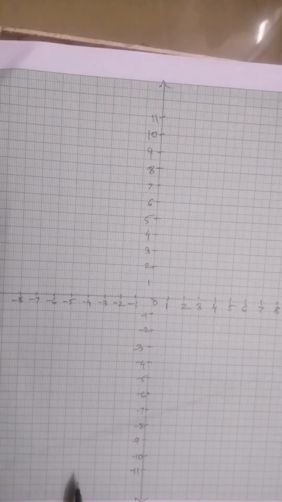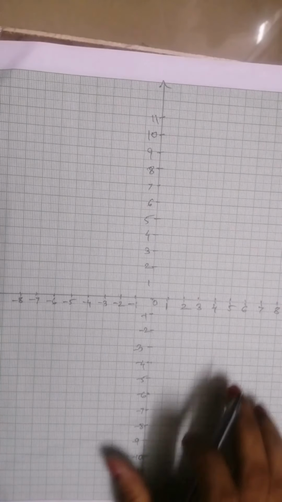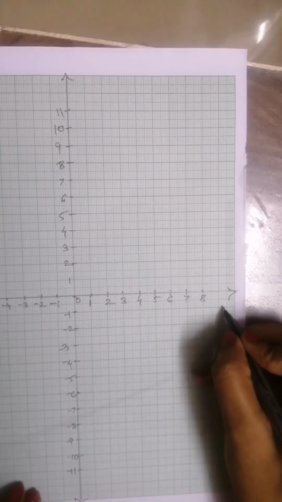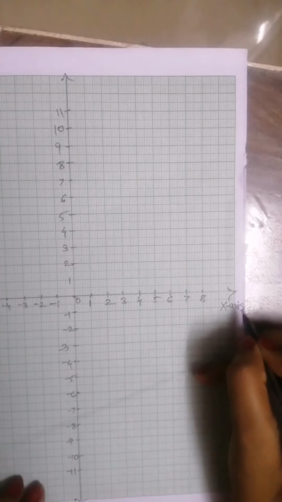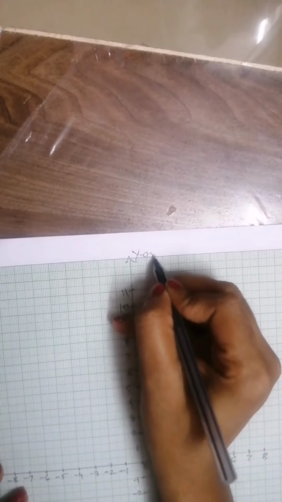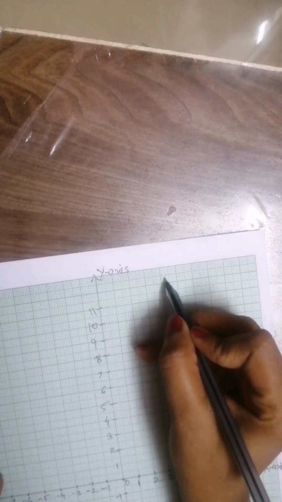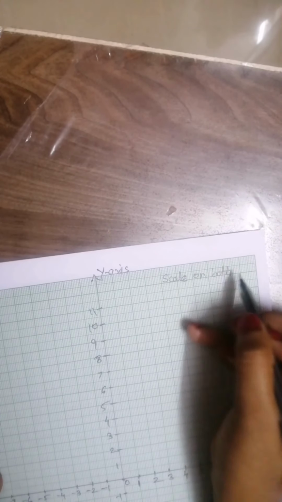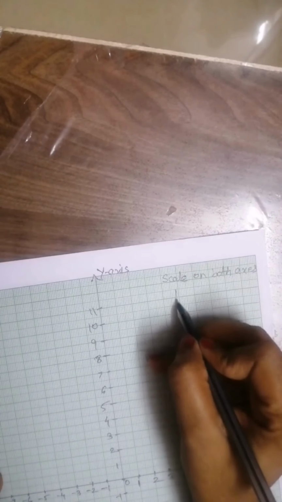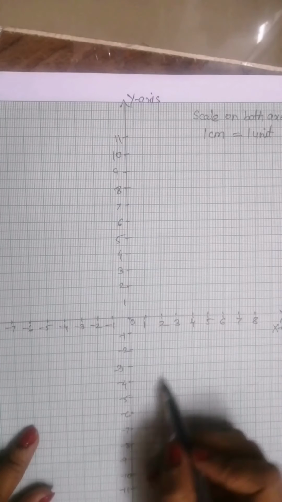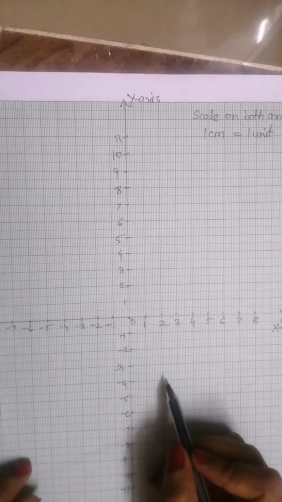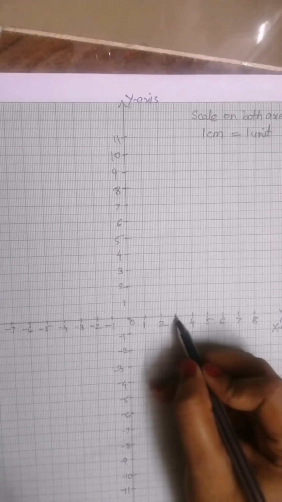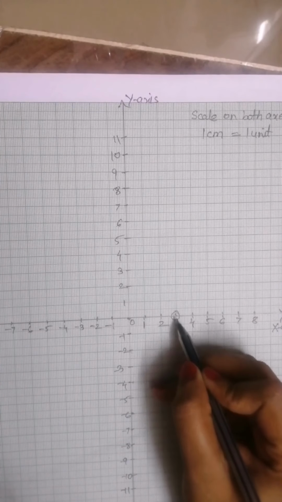Now start plotting the points on the graph paper. This is the x-axis. Write down here. Now this is the y-axis. Write down the scale on both axes: 1 centimeter equals 1 unit. Okay. Now look at the first coordinate, 3, 0. So this is 3, 0. Just highlight here 3, 0.